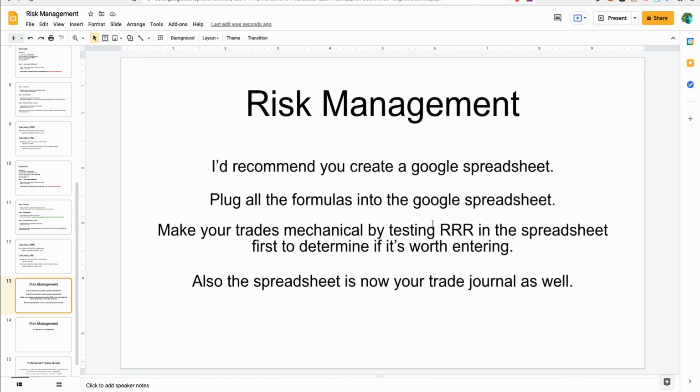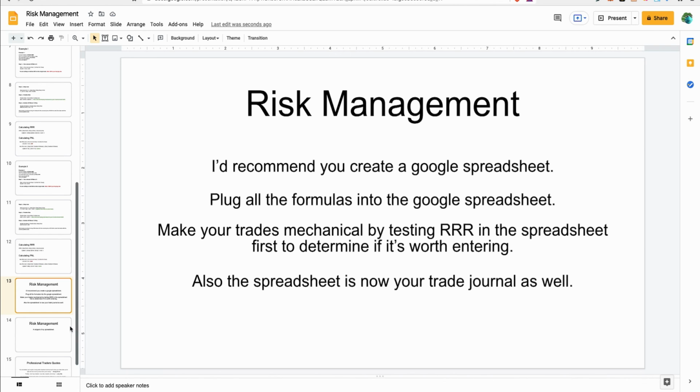I would recommend you to use something like a Google spreadsheet. Plug in all these formulas in the Google spreadsheet and make your trades as mechanical as possible by testing the RRR in the spreadsheet, see if it's worth entering. And this spreadsheet can also be your trading diary. You want to have a trade diary, a trade journal in your trading. It helps you see how you're doing. It helps you see your performance.